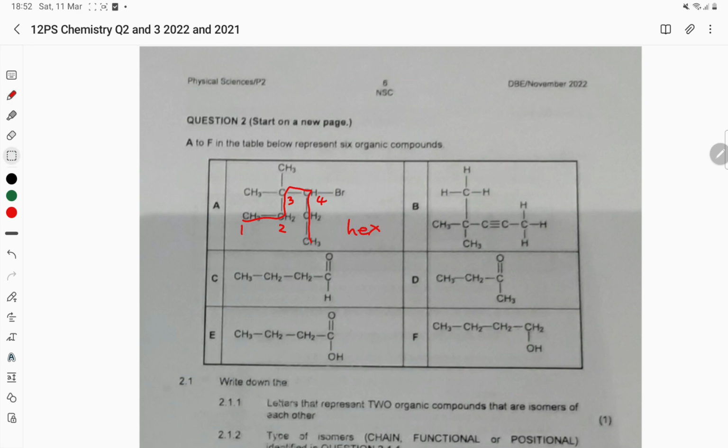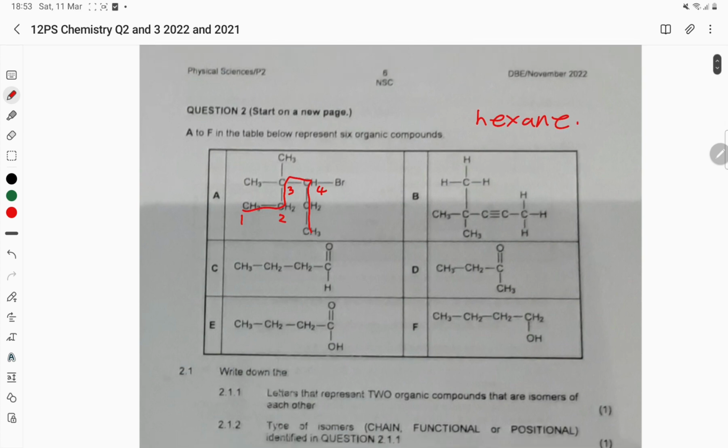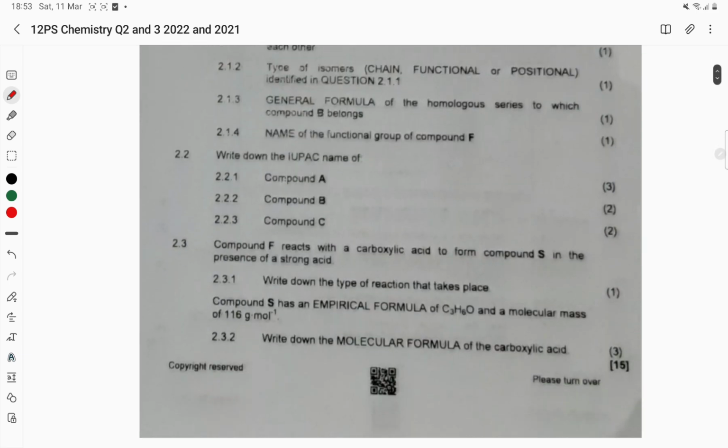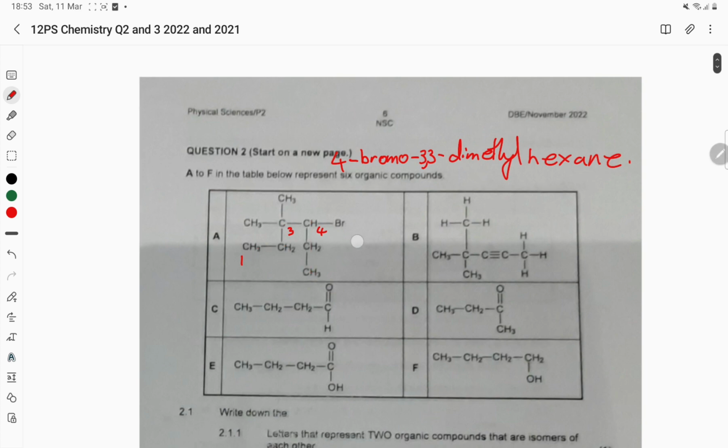So we have a hex, and it's going to be a hexane, but we have a dimethyl over here by position 3 and a bromo by position 4, but bromo comes first, so it'll be a 4-bromo-3,3-dimethylhexane, and that's correct. So the next one is the name of B. So let's do B quick.